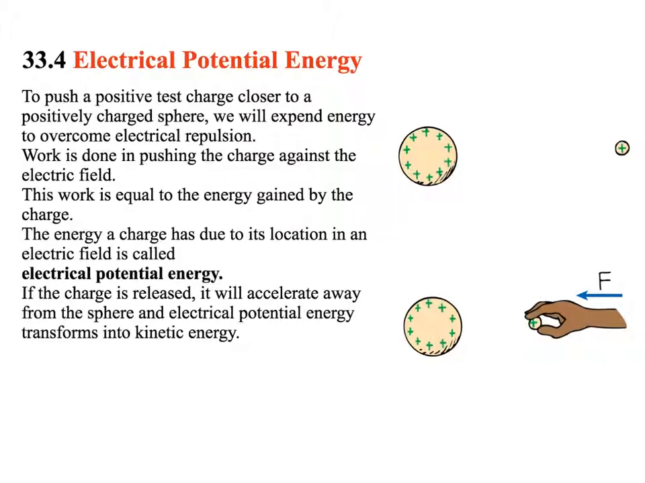If the charge is released, it will accelerate away from the sphere and the electric potential energy is transferred into kinetic energy. So you see what we have here? We have positive charge and positive charge. We have to do work, apply a force to move that positive charge closer, because what does the positive charge want to do? It wants to repel away. So if he lets go, it's going to shoot away from those other positive charges.